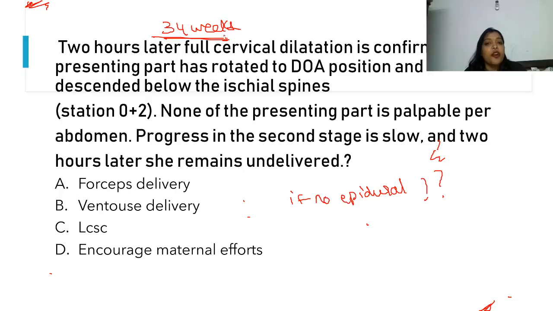In preterm labor, vacuum is contraindicated. You cannot use vacuum in preterm labor. Preterm patients, that's the reason why forceps will be the answer. Very good, Niharika. So you cannot use vacuum in preterm. That's the reason why forceps will be the answer.